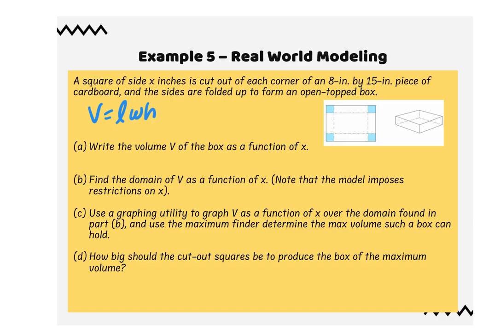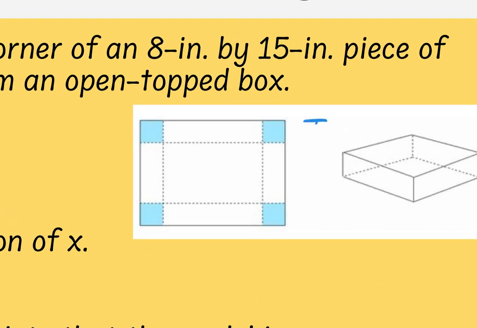On my original rectangle, what are the dimensions? 8 by 15. So it looks like maybe this is 8. It doesn't really matter. But if I were drawing to scale, I would say that it's wider than it is tall, right? But in order to find the volume, I need the dimensions of my folded box, right? So what happened to my length and to my width from this to this?